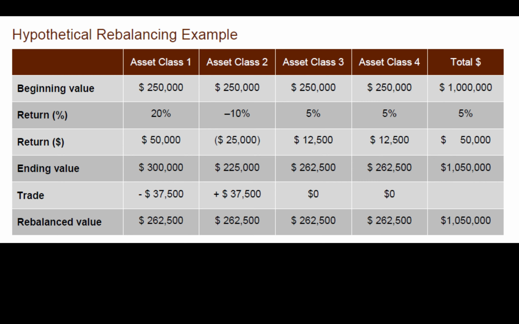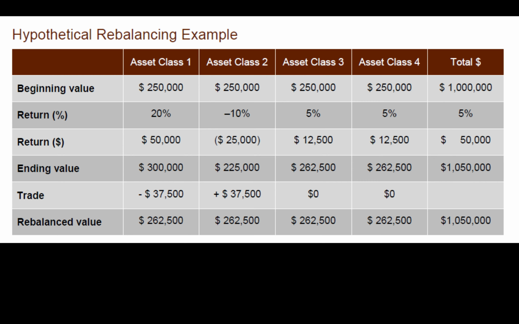And then we actually put dollar amounts to those returns. So the first asset class went up by $50,000. The second asset class went down by $25,000. The third and fourth asset classes went up by $12,500. And we end up with different values in each of these asset classes.